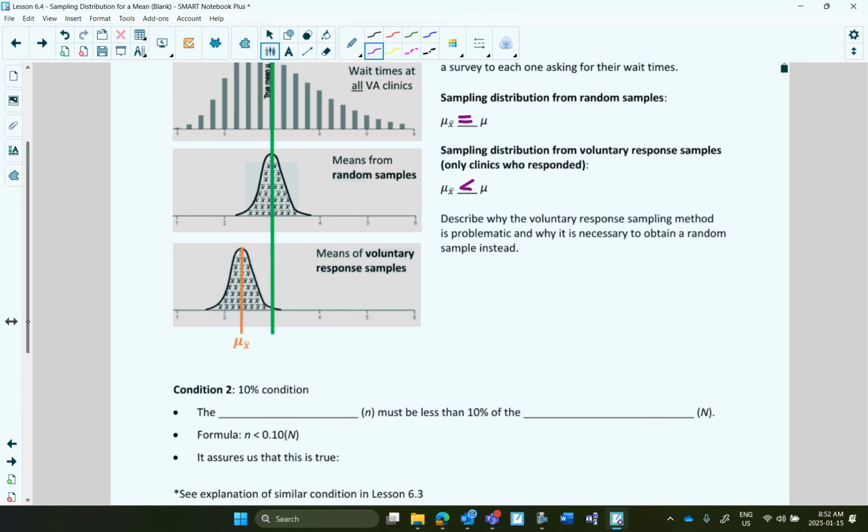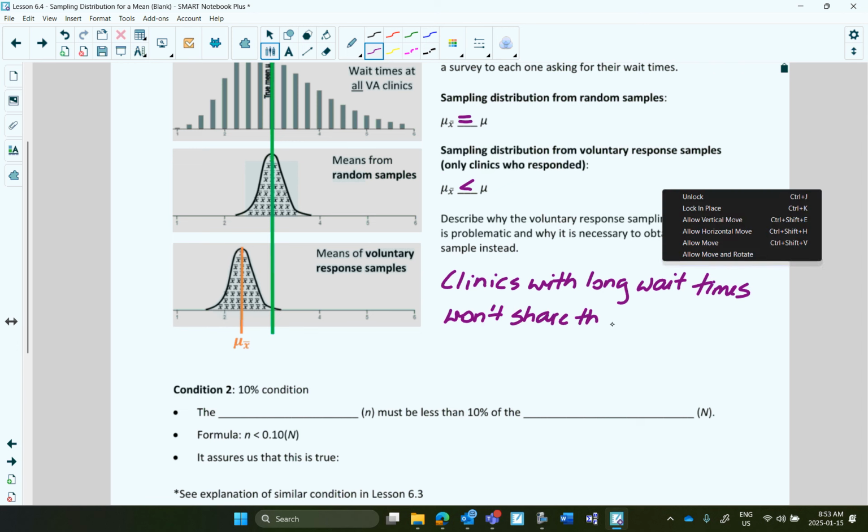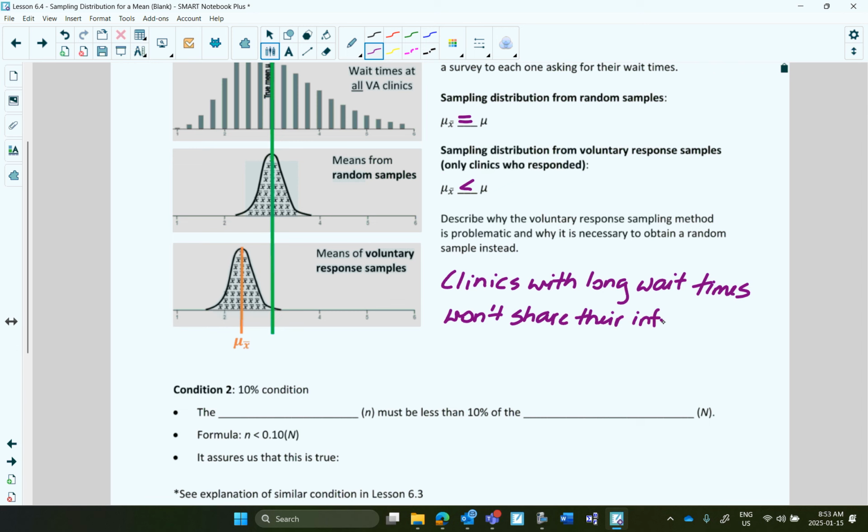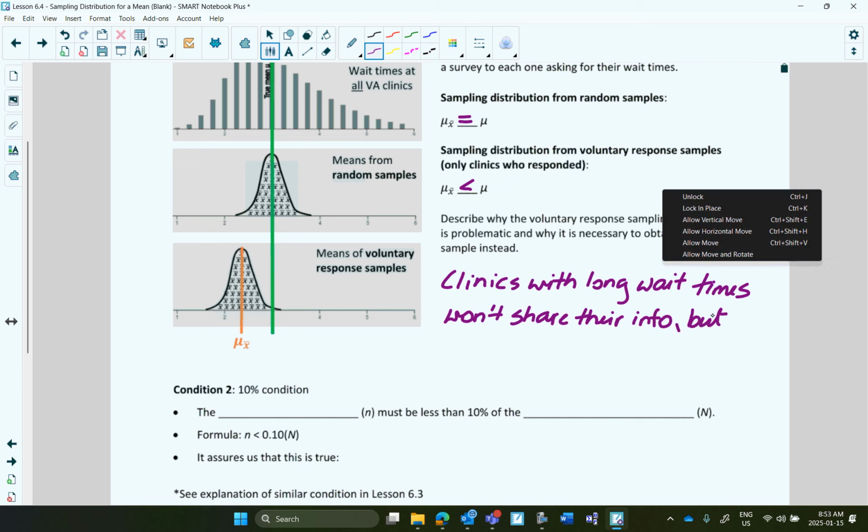So that's the importance of a random sample. Okay? So clinics with long wait times won't share their information. But clinics with short wait times will. That's what we expect to happen.